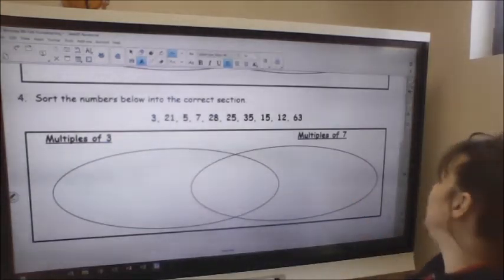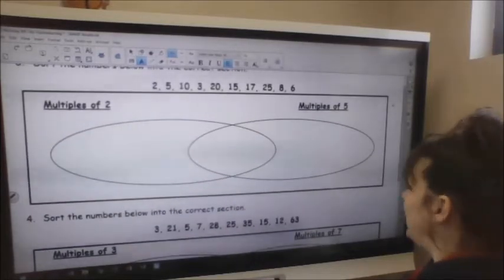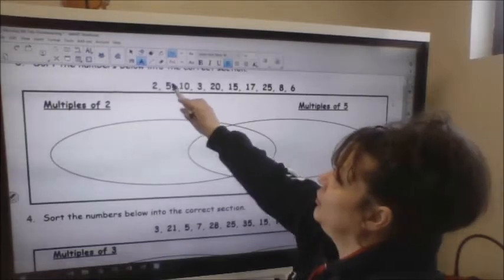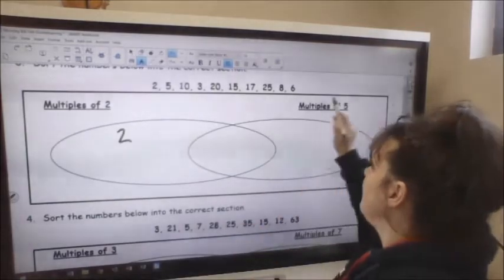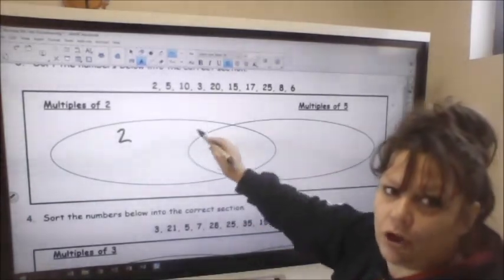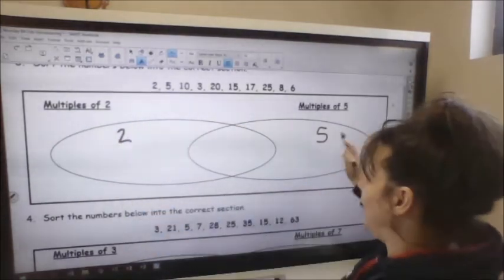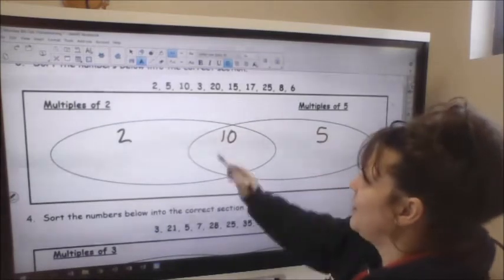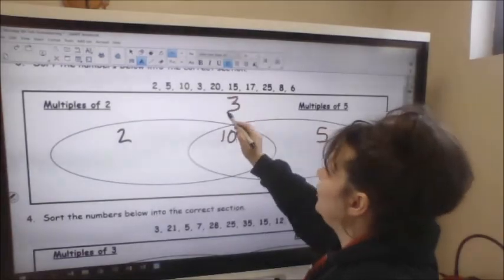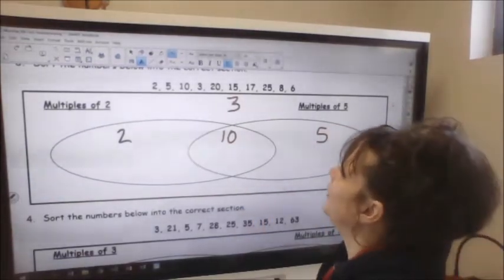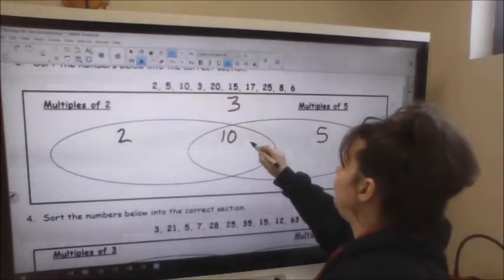Right, okay, let's have a little look then. Let's see how you got on with your work today. So 2 appears in the 2 times table, it doesn't appear in the 5, so it goes here. 5 appears in the 5 times table, not in the 2, so it goes here. 10, 5 2s are 10, 2 5s are 10, goes in the middle there. 3 doesn't appear in the 2 times table, doesn't appear in the 5 times table, so it's not a multiple of either. Okay, 20. Well, 10 2s are 20, 5 4s are 20. 20 goes in the middle.